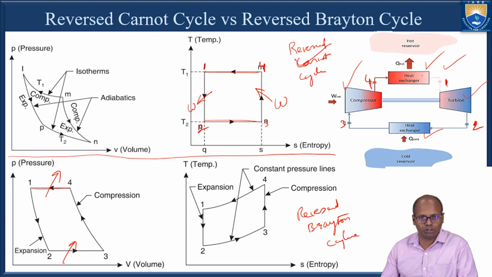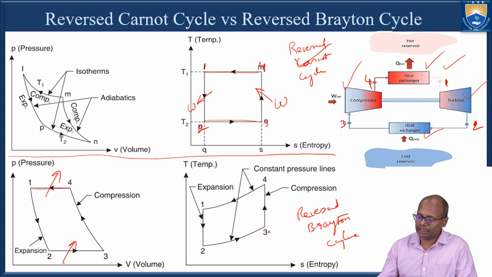Ideally it is an isentropic process, but actually, because of certain reasons that we have already discussed in the topic of the vapor compression cycle, it will generally deviate from an isentropic process and it will be a polytropic process. Now from 1 to 2 it is an expansion process.